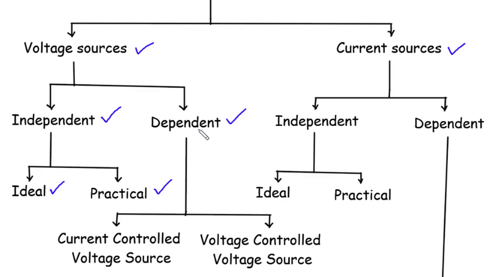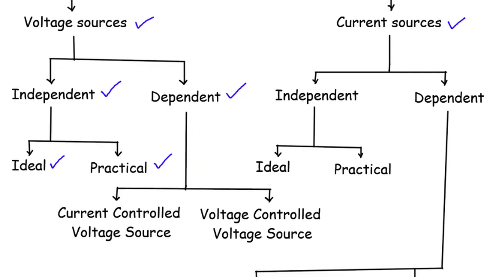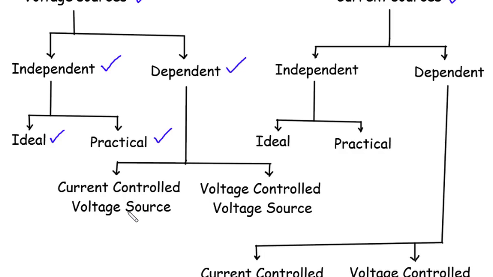Now, let's move on to dependent voltage sources. Unlike independent sources, dependent voltage sources are controlled or influenced by another element in the circuit, such as a current or voltage. Dependent voltage sources can be further classified into two types, current-controlled voltage sources and voltage-controlled voltage sources.